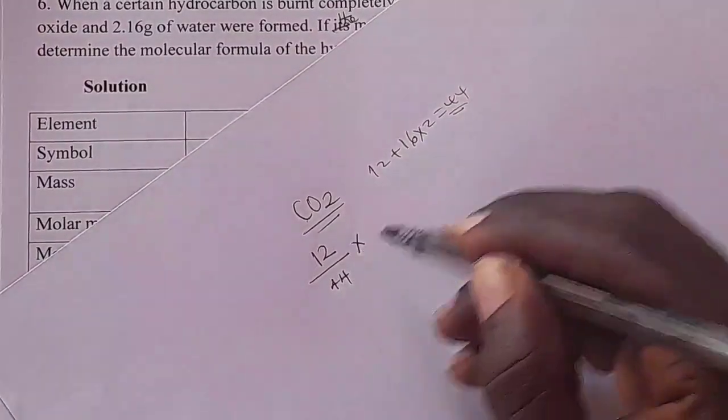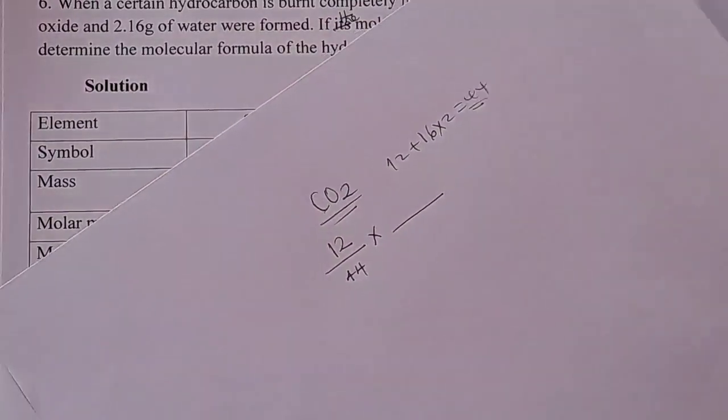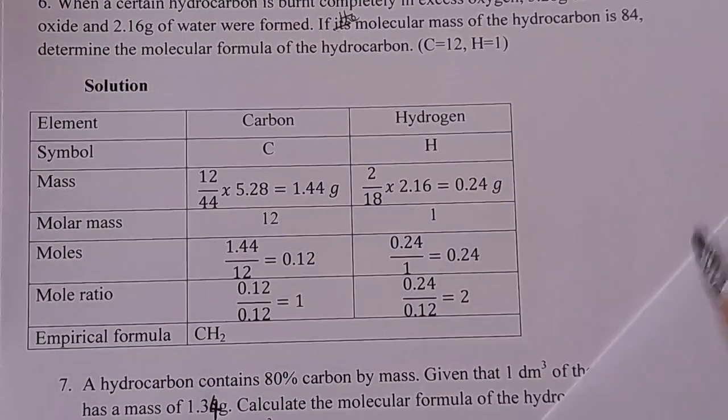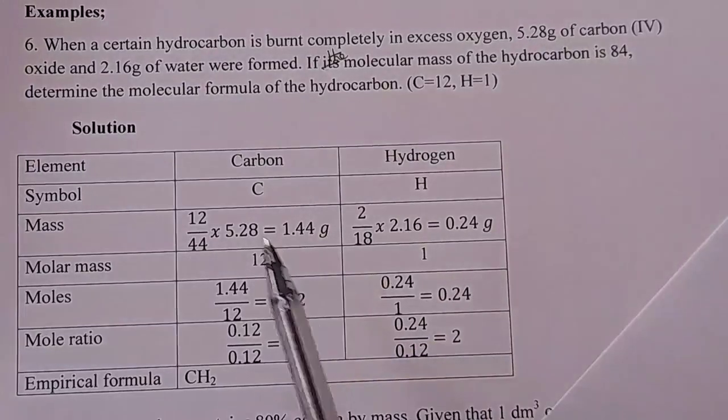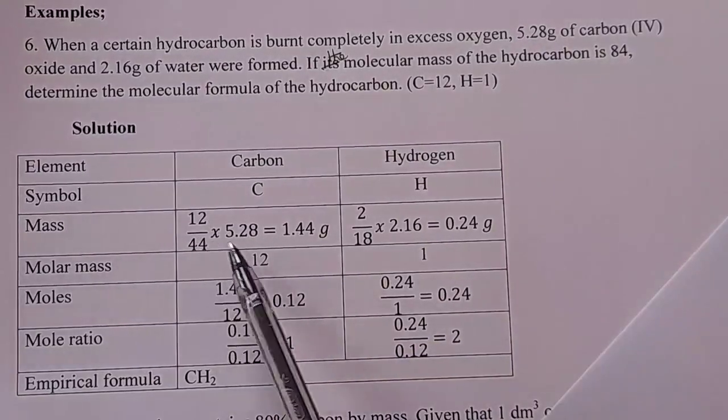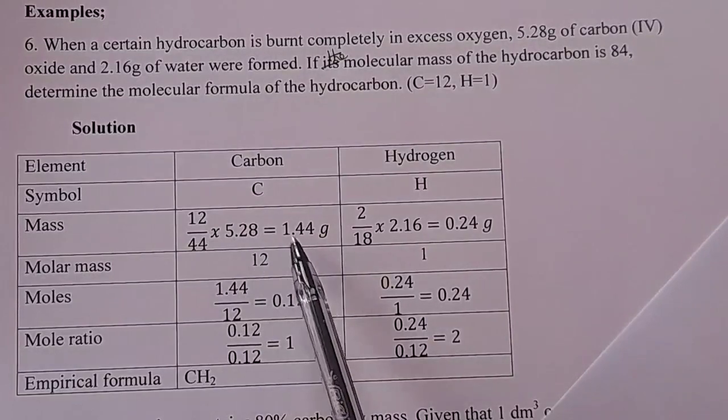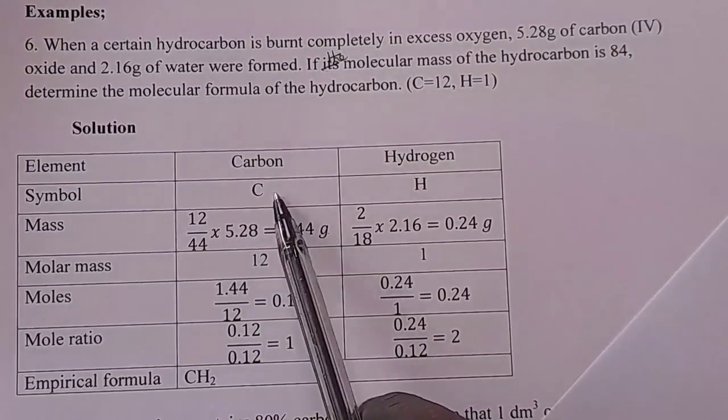Then we are going to multiply by the mass of the carbon dioxide given in the question, which is 5.28 grams of carbon dioxide. So we are going to have 12 over 44 times 5.28 grams. So here we are going to get 1.44 grams as the mass of carbon.